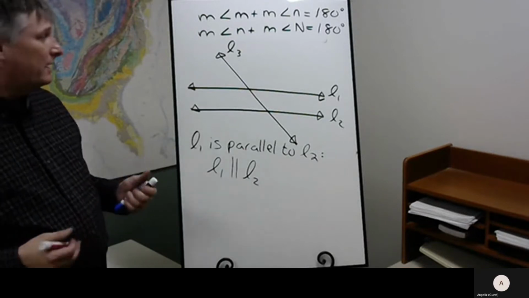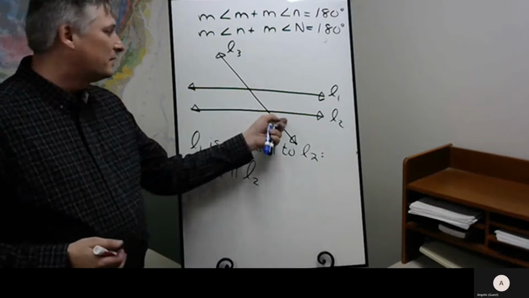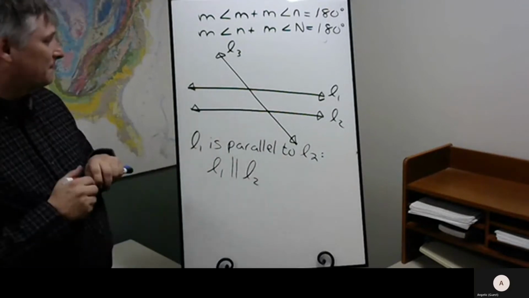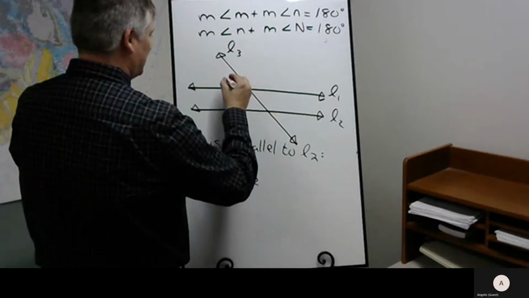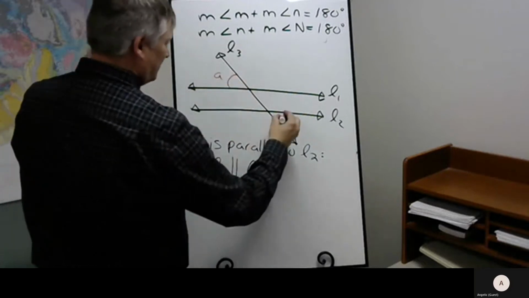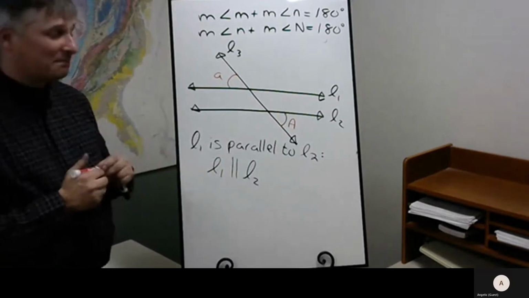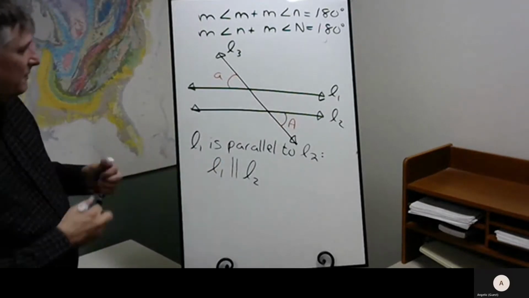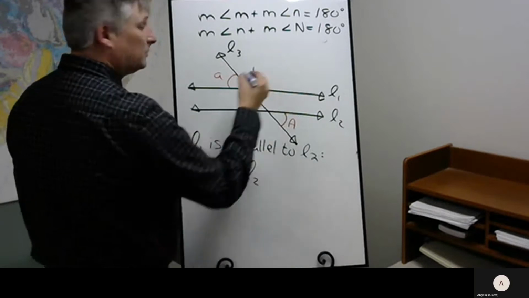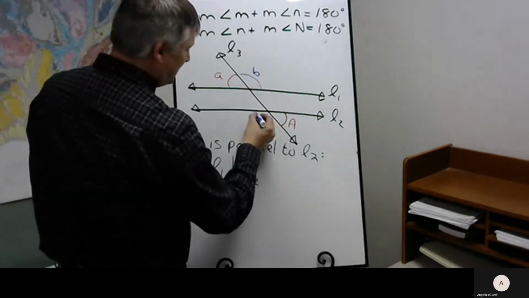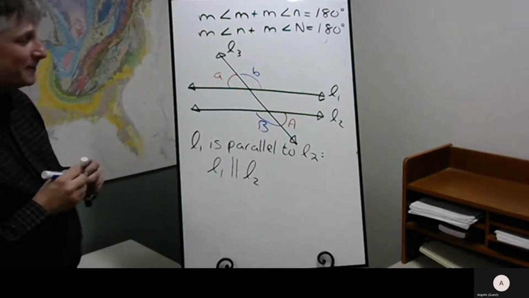So what we're going to be looking at here are going to be angles on the outsides of the parallel lines. So let's take a look at this. We have this angle, call this little a. We have this angle, call it capital A. Then we have this angle, call it little b. We have this angle, call it capital B.